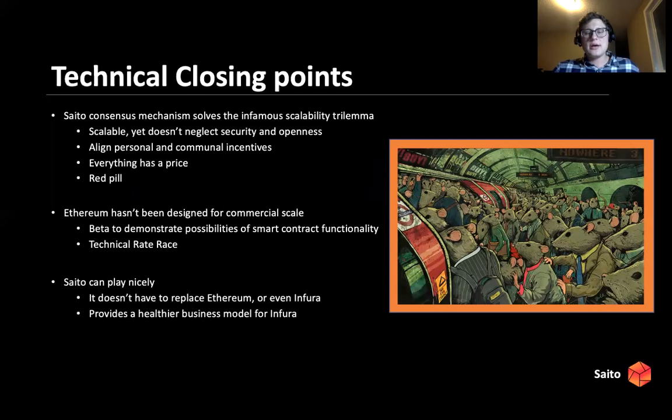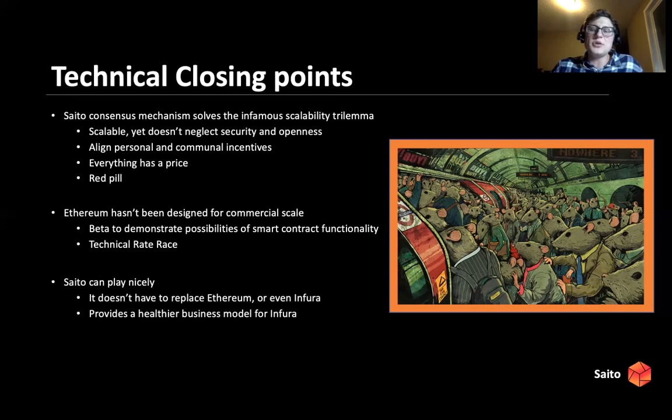Okay, so that's the consensus mechanism that Saito introduces at a high level. And as we can see, Saito actually solves this very infamous scalability trilemma that was coined by Vitalik Buterin a while ago. Saito is able to scale to a commercial level, yet it doesn't neglect security or openness. You could actually have all three with Saito. And with Ethereum, you would have to choose two out of those three.